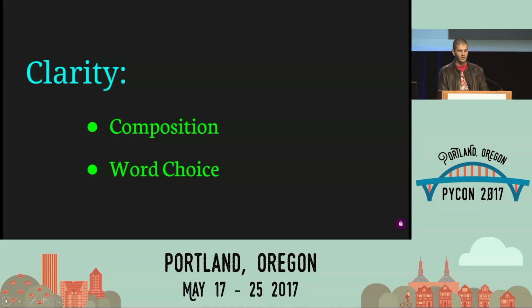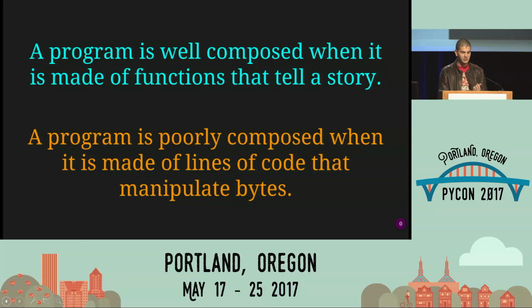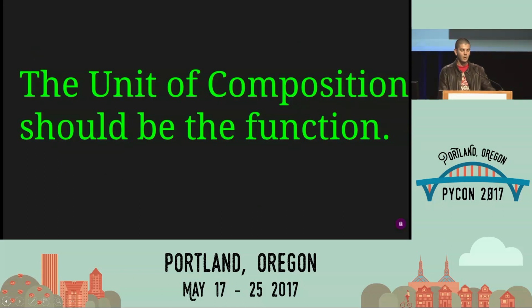So, what is clarity? It's composition, it's word choice. What do we mean by composition? A program is well composed when it is made of functions that tell a story. And it's poorly composed when it's just lines of code that manipulate bytes, that don't grasp onto the human brain that's reading the code. Well, how do you compose well?